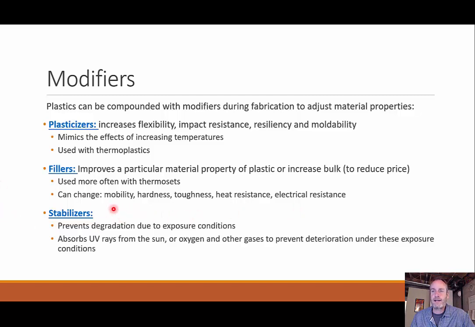We can also add a stabilizer. One of the big issues with these plastics is that plastic will break down with UV light. So if it's exposed outside in the sun or wherever else there might be UV light, the plastic will eventually start to degrade and break down because it's absorbing these UV rays. So what we can do is add this stabilizer, and that stabilizer will absorb those rays and not let them go right into the plastic.